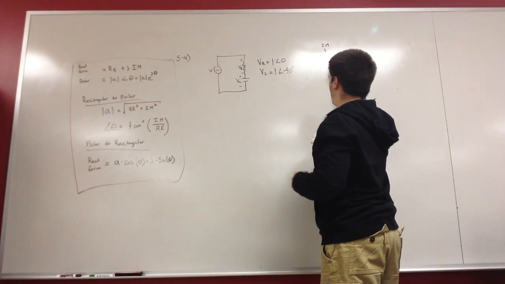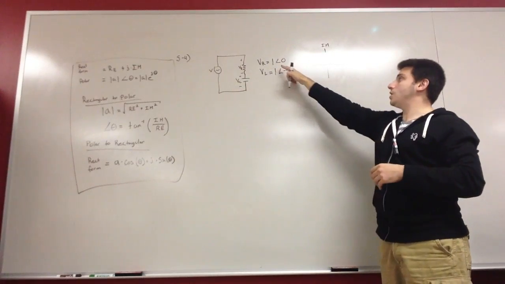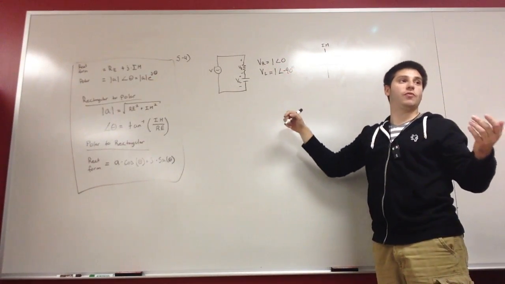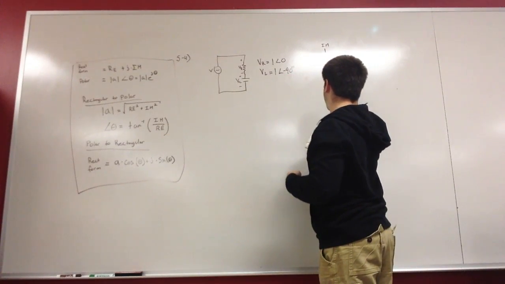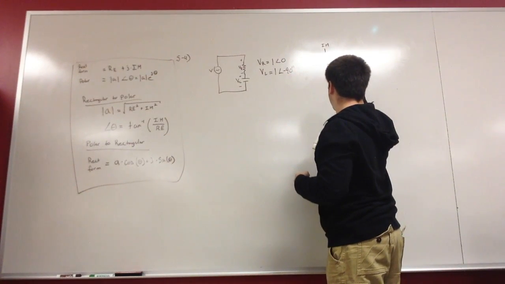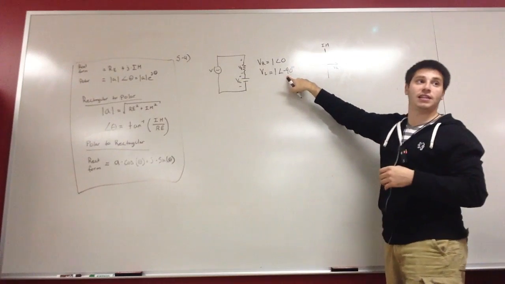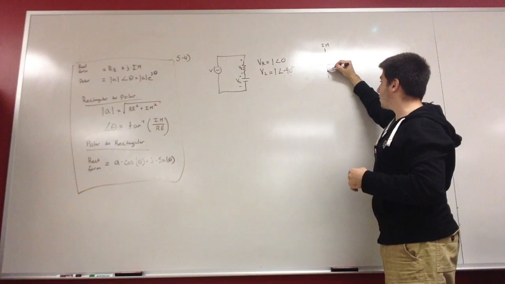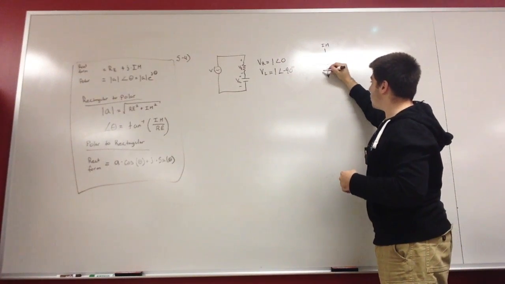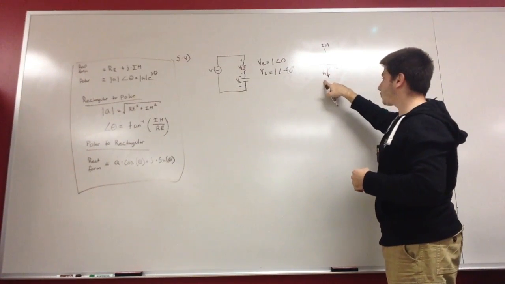So V sub R, we can see, is at 0 degrees with a length of 1, so it's only on the horizontal axis, the x-axis, which is just the real axis. V sub L, because this is negative 90, we'll go negative 90 from the origin. So it'll be down here. This is going to be our V sub L.